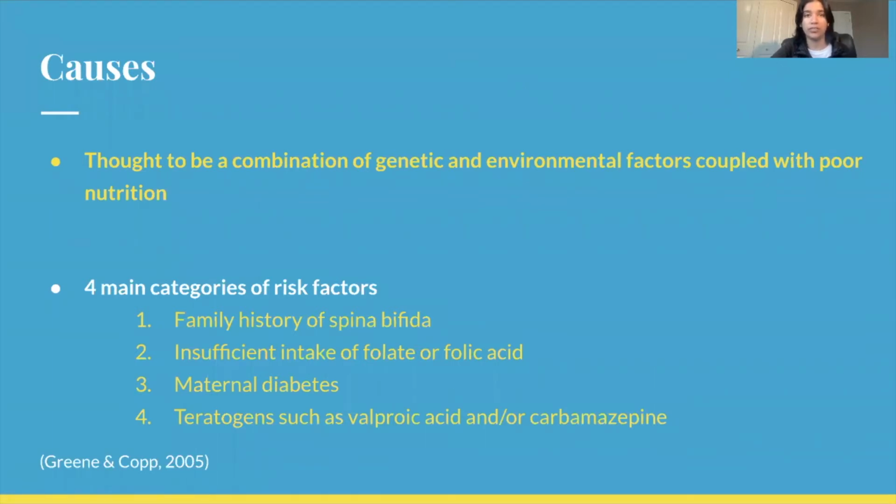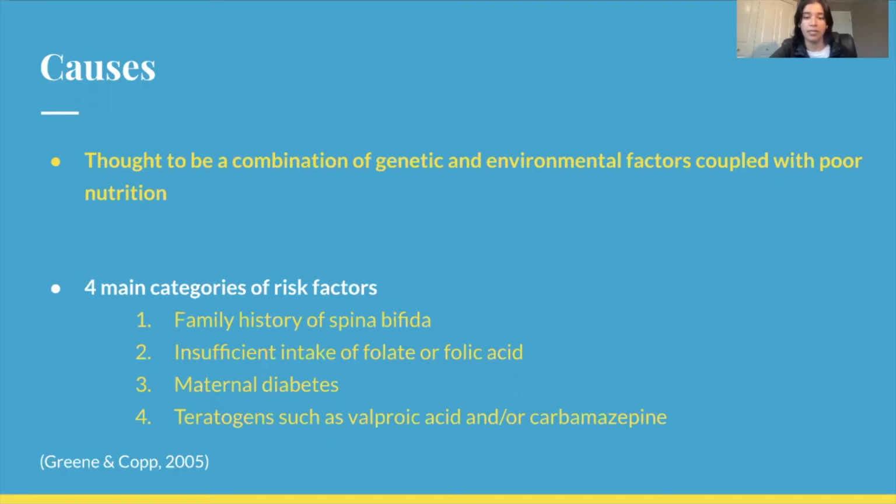There's four main categories of risk factors. The first is a family history of spina bifida, which is thought to be the strongest risk factor. Second is insufficient intake of folate or folic acid. Folic acid is important for metabolic pathways, and a disruption in folate intake leads to changes in embryonic development.